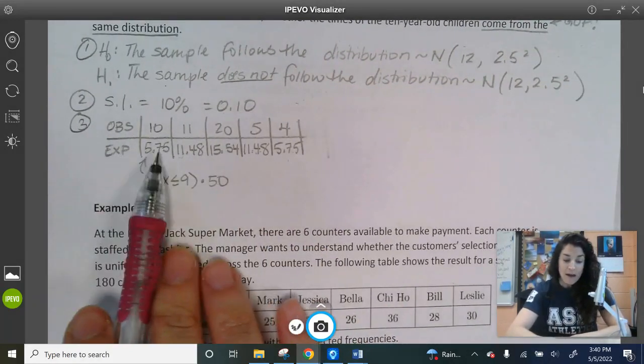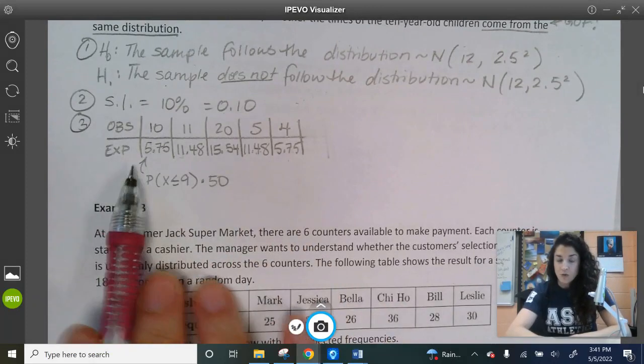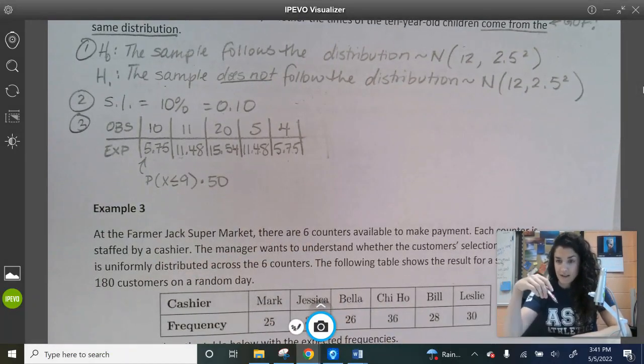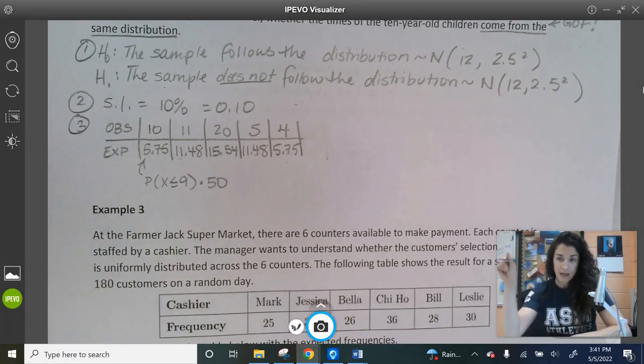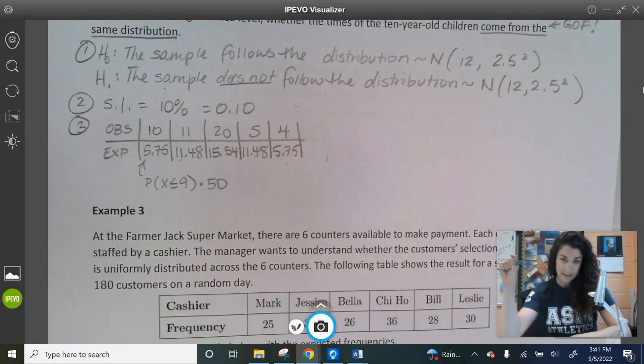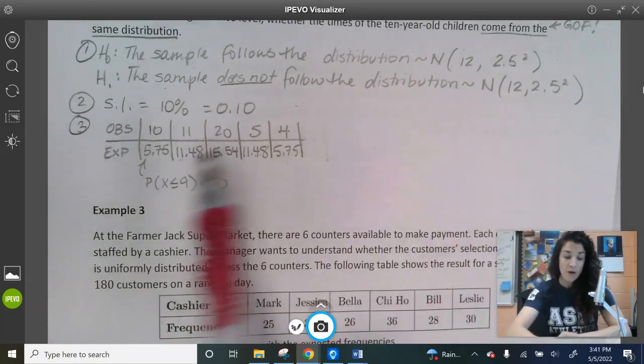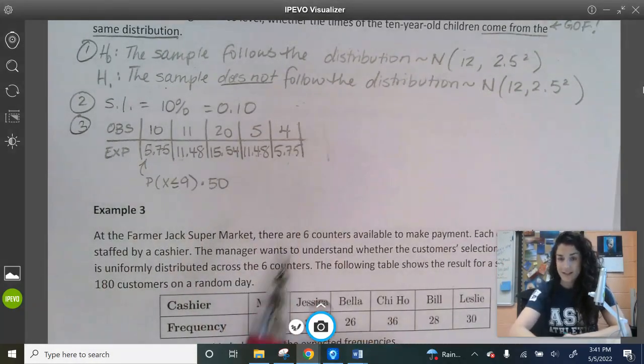Okay, so that's how we found all of the expected, right? So you follow the distribution to find the expected. And remember that how you find expected is the probability of that thing multiplied by the total number in the sample. Now we have all of the information we need in order to plug this into our calculator.